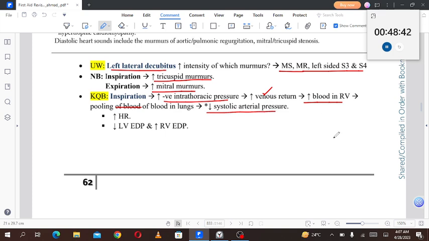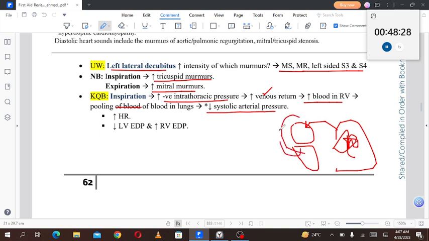Why so? Because if the blood is pooled inside the lungs, there will be a decreased return of the blood to the left atrium. And if a lesser amount of blood is moving to the left atrium, a lesser amount of blood is present in the left ventricle. So a lesser amount of blood will be pumped into the aorta. Simple math. So there is a decreased systolic arterial pressure. Got it? The decreased systolic arterial pressure will be sensed by body systems, like the sympathetic nervous system and the kidneys, and that will result in an increase in the heart rate.